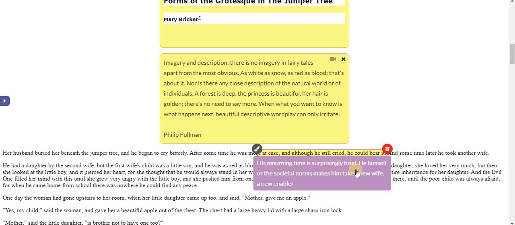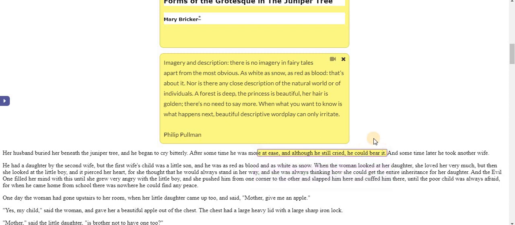He himself, or the societal norm, makes him take a new wife. Why is that so? Why is he in a hurry to take a new wife? Maybe he wants an enabler. He wants someone to look after him. He wants someone to look after the child that is left behind. So he is in hunt for an enabler. That is the reason why he is shown as being indifferent towards his wife's death.